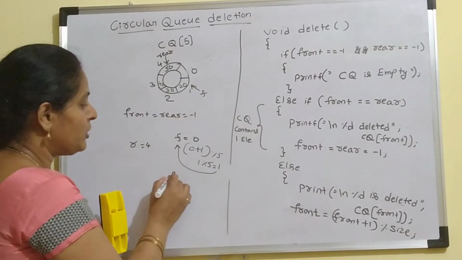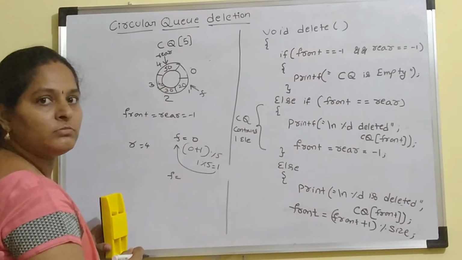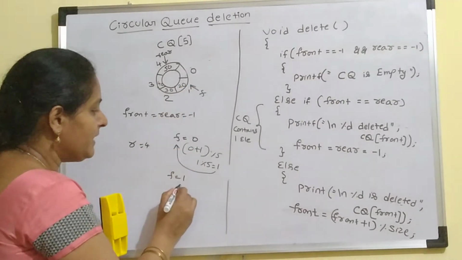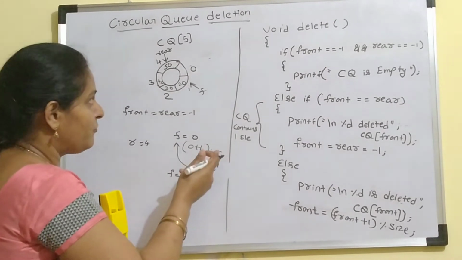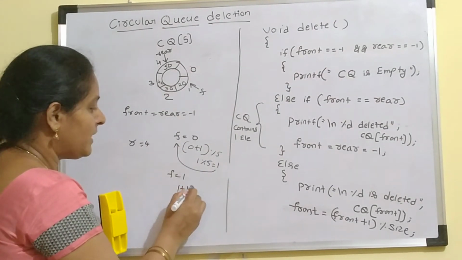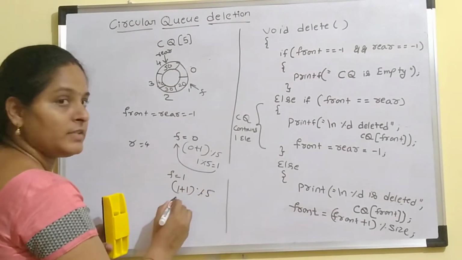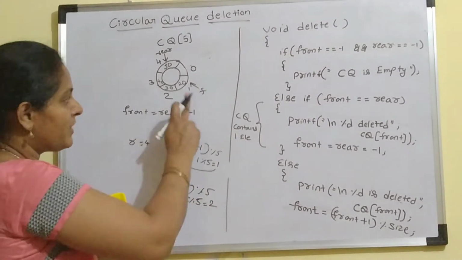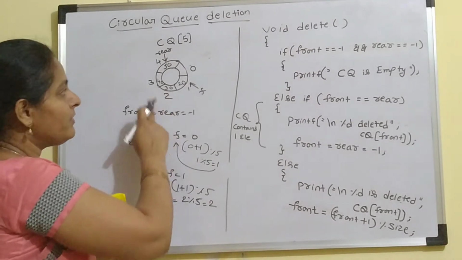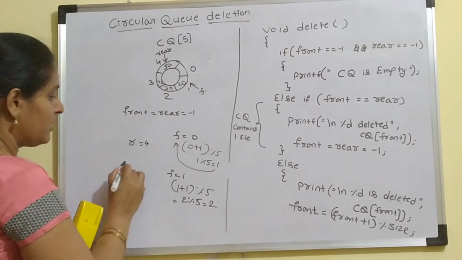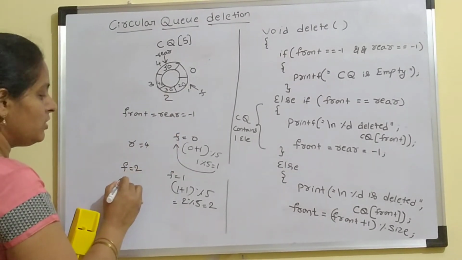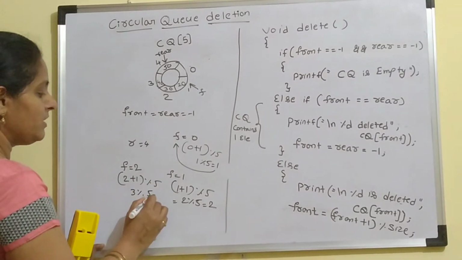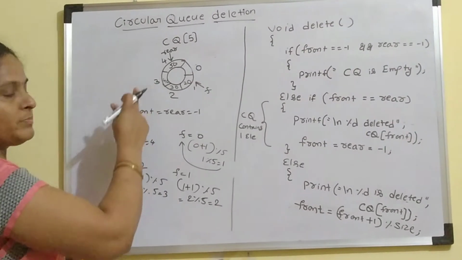Just assume that now I want to delete 20 also. Now the front index is 1. If I delete 20, the next position of front is 1 plus 1 mod 5, that is 2 mod 5, which means 2. So front moves to the second index. Now I want to delete 30. Front position is 2, 2 plus 1 mod 5, so 3 mod 5, that means 3. 3 will be the next position.